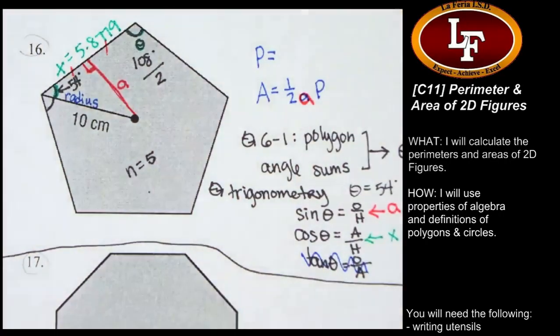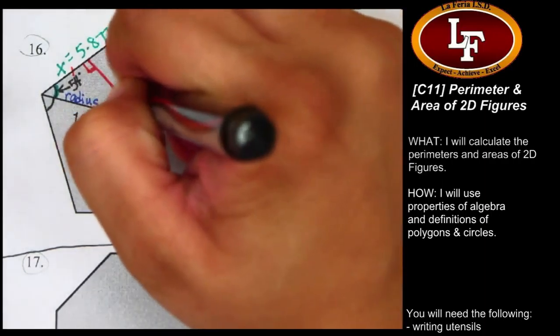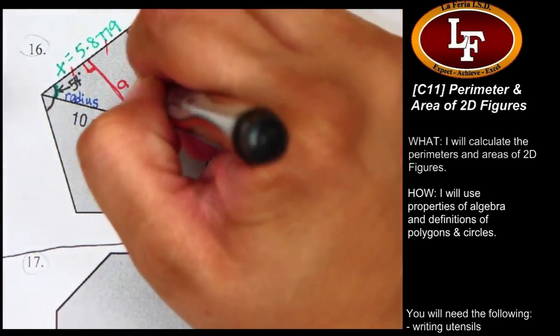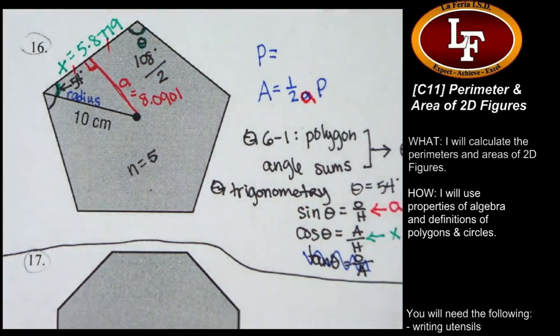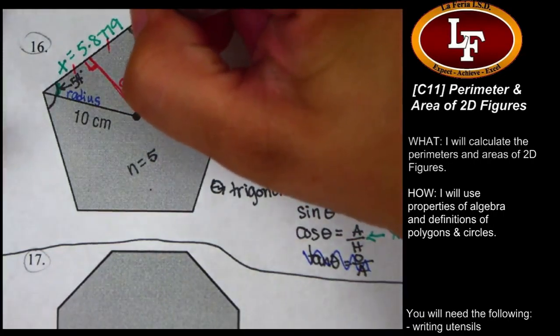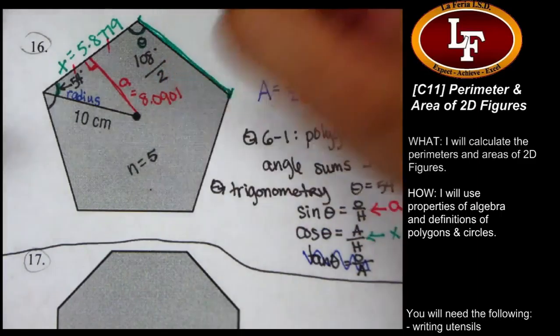.8779, and then the apothem was 8.0901. All right, I have just enough information here to begin my final calculations. I need the perimeter. Remember that the perimeter is given by adding up all of the side lengths, but I need the entire sides, not just pieces of them.